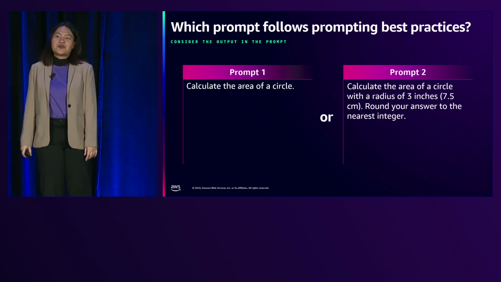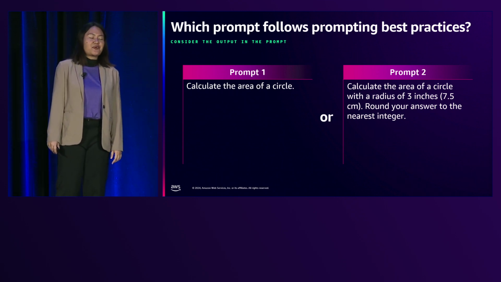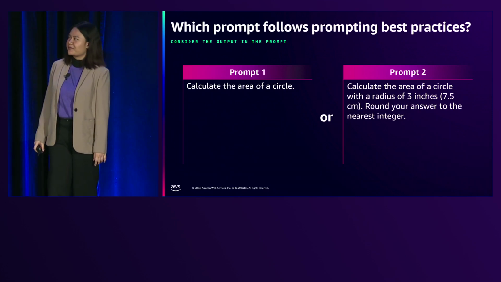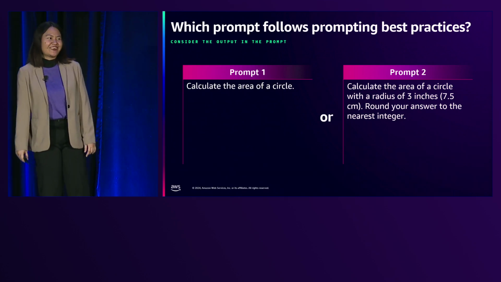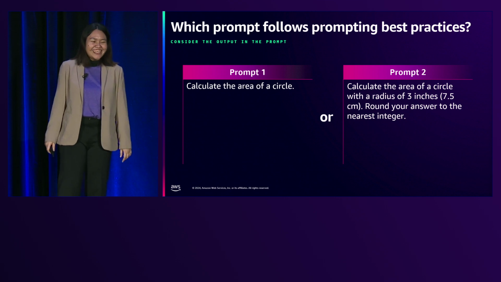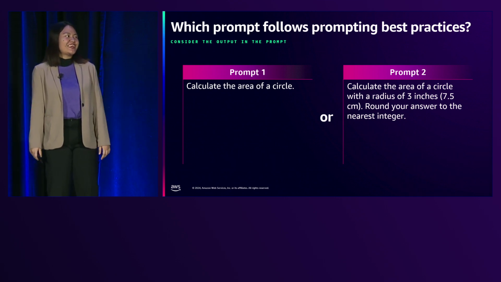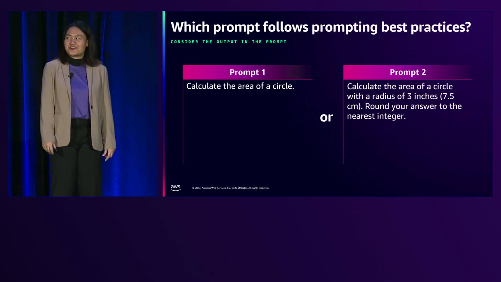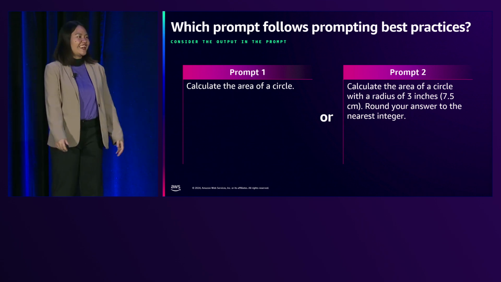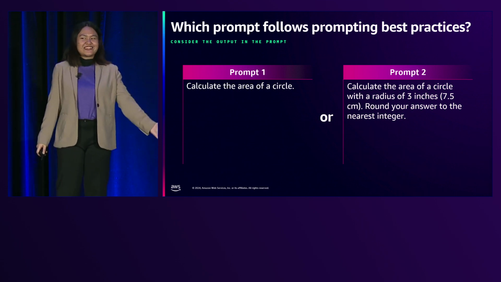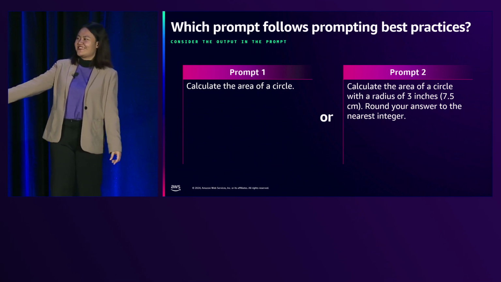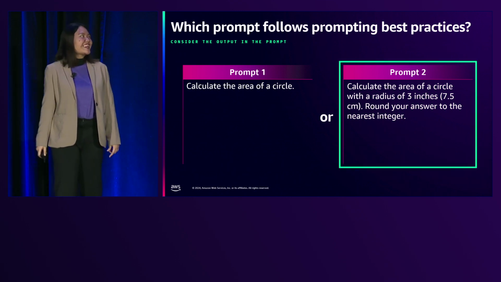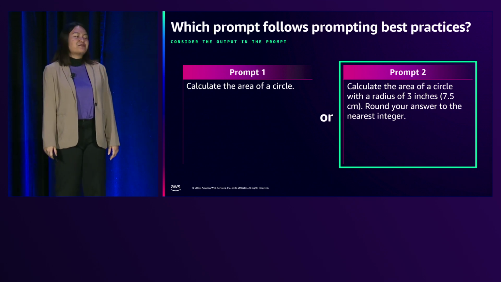Okay, so raise your hand if you think prompt 1 was the correct answer. No one? Prompt 1? Okay. Prompt 2. If you think prompt 2 was the correct answer, feel free to raise your hand. Okay, I see most of you in this area raise your hand. Okay. So the correct answer would be prompt 2.